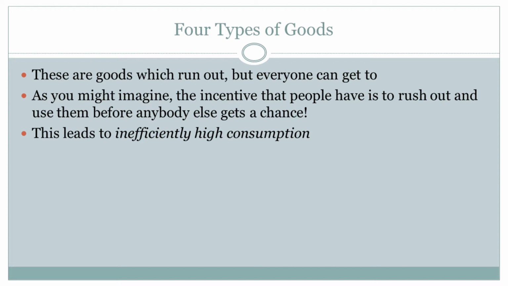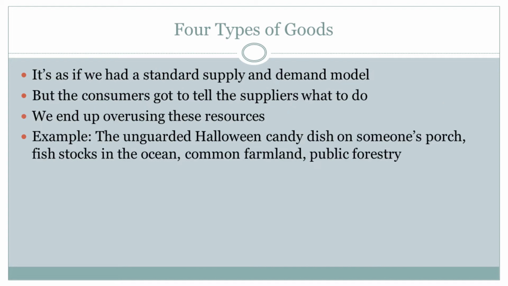Now, one example of something like this is if you ever put out a bowl of candy on your front porch step for Halloween. That is a good that everyone has access to. If you're not watching it, right, anybody can take as much candy as they want, and it is rival. So if somebody takes candy, somebody else can't take the same, which is why you often end up with some enterprising teenager coming along and just dumping the entire bowl into their sack, the inefficiently high consumption.